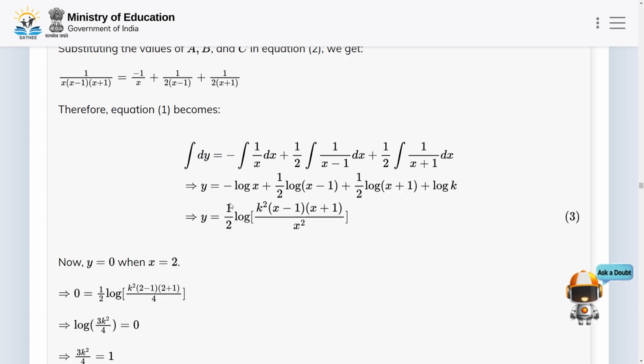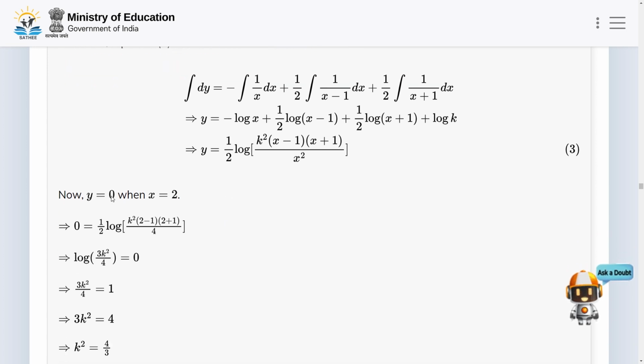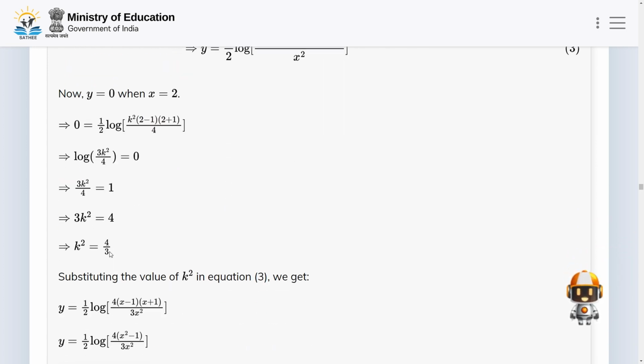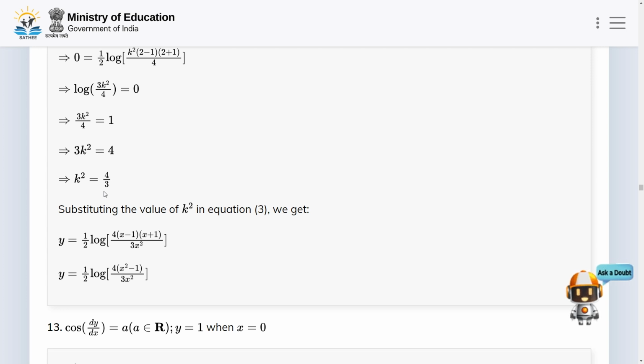After integration you will get this kind of expression, and after applying your condition, when x is equal to 2, y is 0, you will get k square as 4 by 3. This means you can substitute back your k square value, and you will get your particular solution in this form.